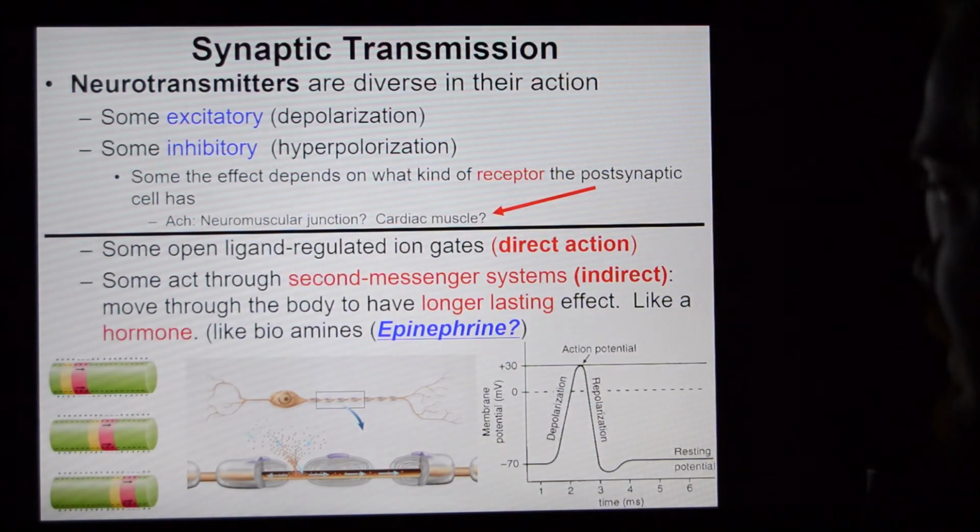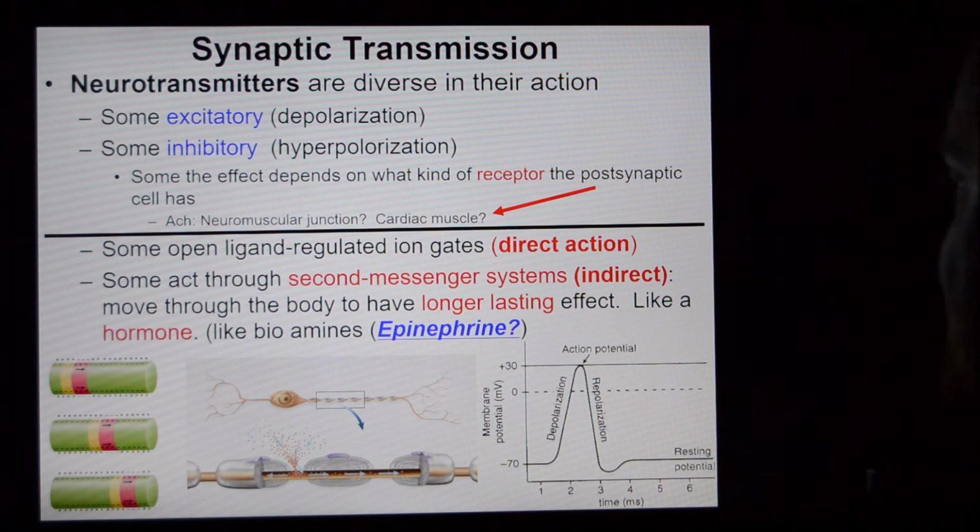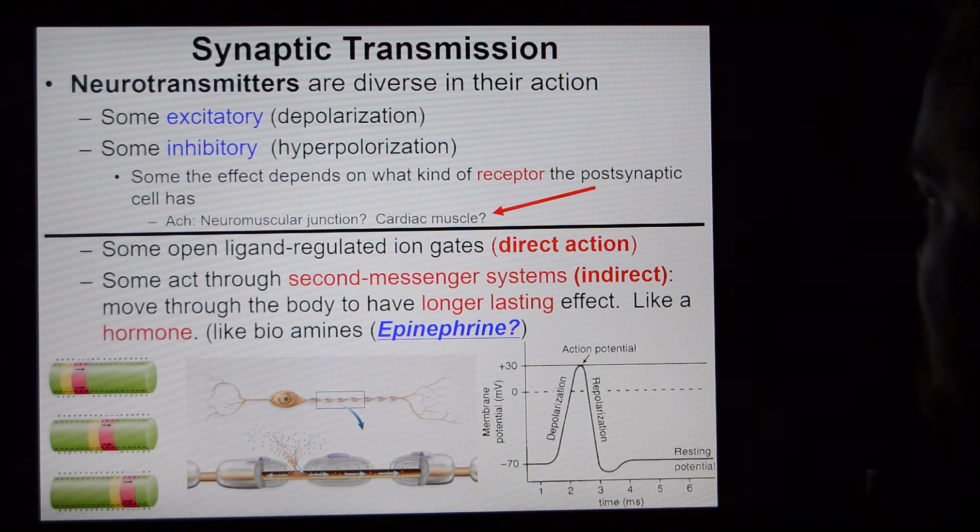Yeah, which is what I'm saying here. So excitatory and inhibitory just kind of depends on where you are and what you're doing. Right. And we'll talk more about all this in another lecture.